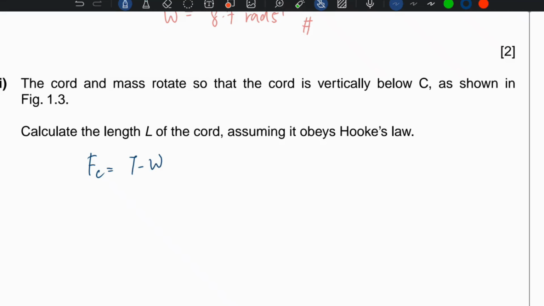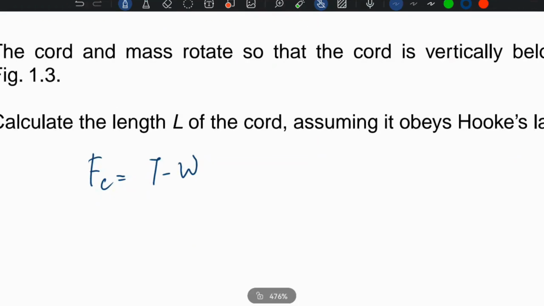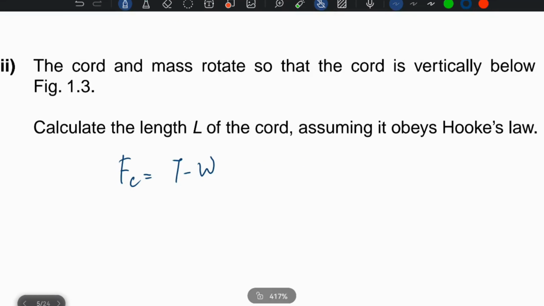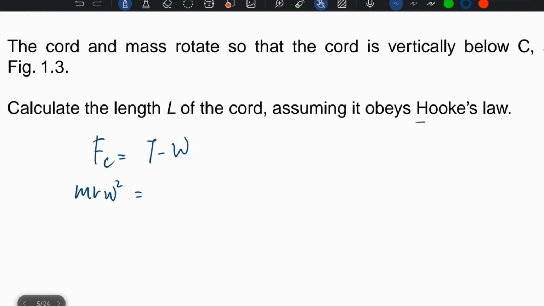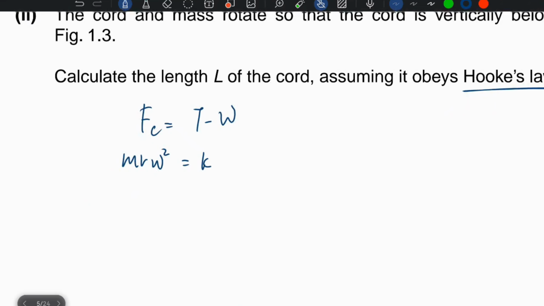When solving this type of question, writing FC wouldn't really be a problem, because what matters is you know how to substitute the values well. So FC equals T minus W. We know that FC is mrω². T is your tension. Tension is ideally the force of the string, and they did say it obeys Hooke's law. So it's Kx minus mg.